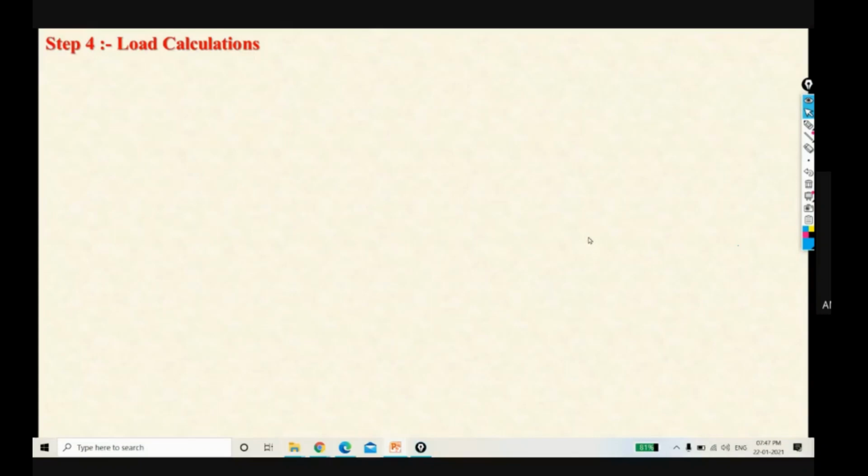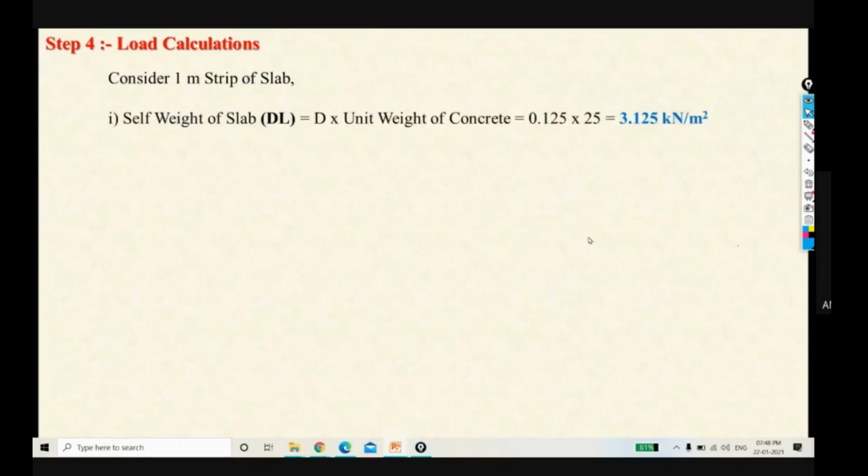Okay, now next one is the loading calculation. As per our discussion, first we have to decide the width. Now we are considering 1 meter width of strip to design the slab. So that's why consider 1 meter strip for the slab. Now first calculate the self weight.